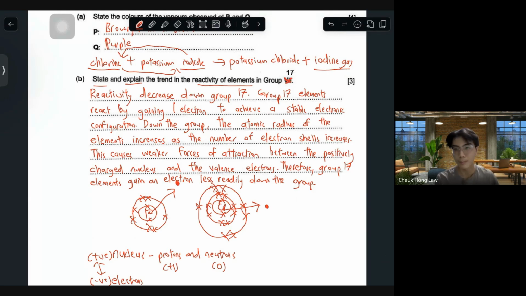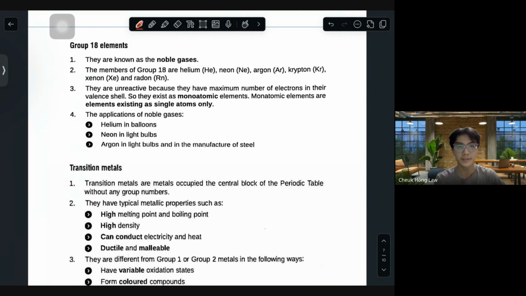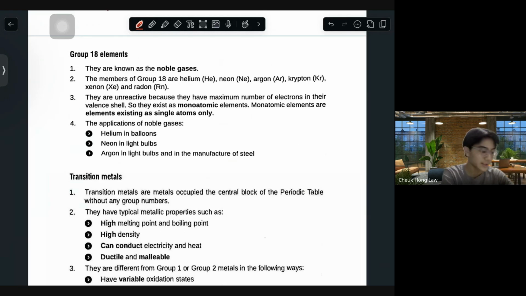Okay, so the last part I combine both group 18 elements and transition metals because each of them the content is quite little. So for group 18 elements, they are called your noble gases. These are the group 18 elements: helium, neon, argon, krypton, xenon, and radon. Group 18 elements are unreactive. Why? Because they have the maximum number of electrons in their valence shell, meaning they have a stable electronic configuration. So why would they want to react when it's already stable? That's why they are unreactive.